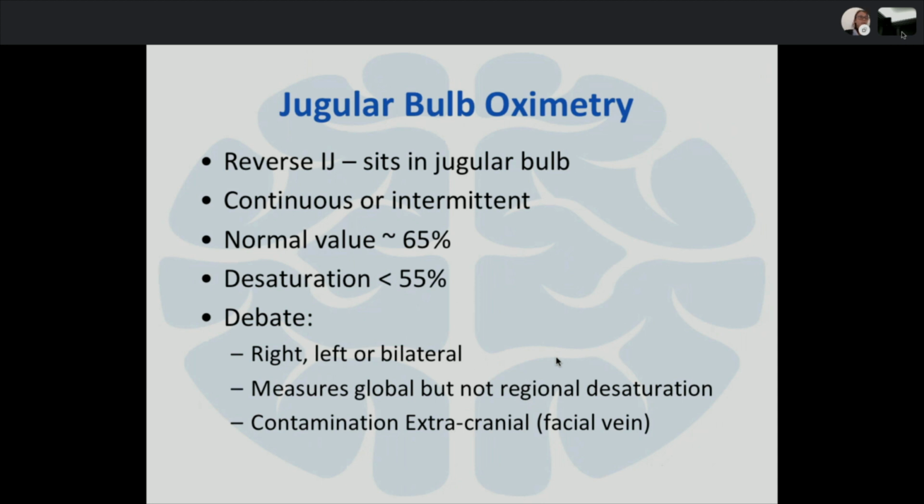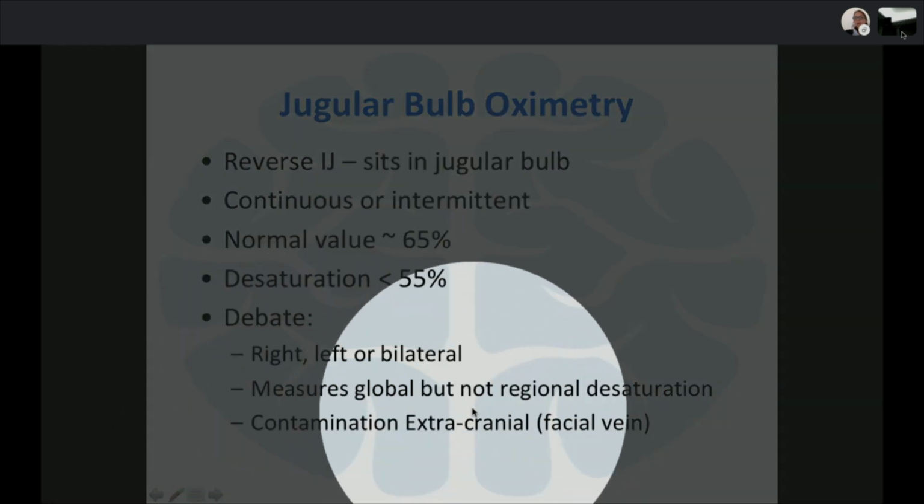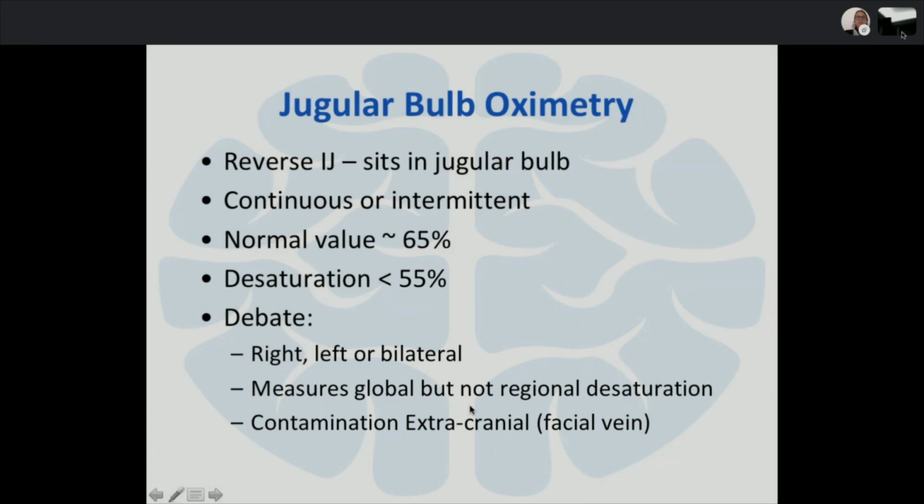This is a technique which has been the reason for several discussions and debates because it has several limitations. First of all, the first debate was basically about where to put the catheter: on the right, on the left, or bilaterally. And basically, what we obtain from this technique is a global measure of ischemia. So it's not actually sure which is the best place to insert the probe. For sure, if you have a monolateral lesion, it's probably better to monitor the damaged hemisphere.